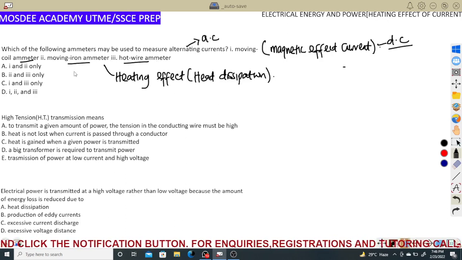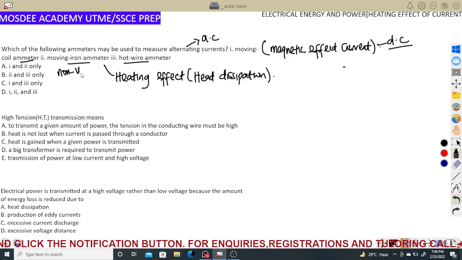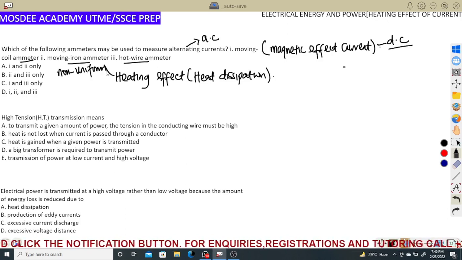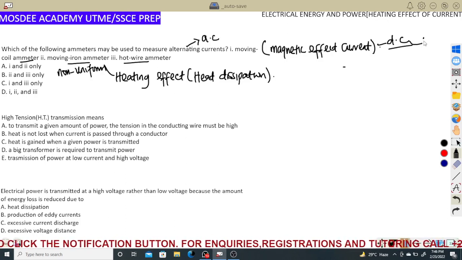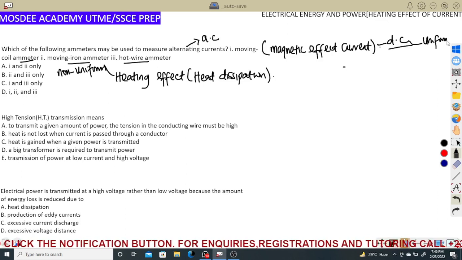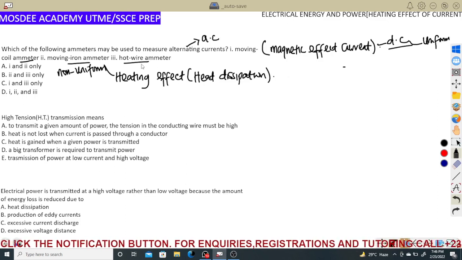Their scale is non-uniform. Another important point. Their scale is not uniform. For the magnetic effect of current, the scales are uniform, just like the meter you see with the lead unit. You understand? Hot wire ammeter.